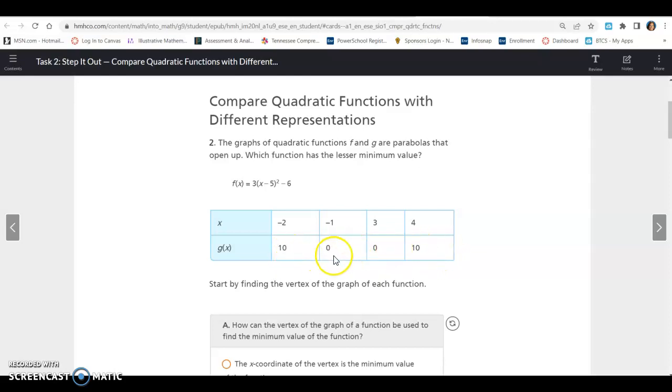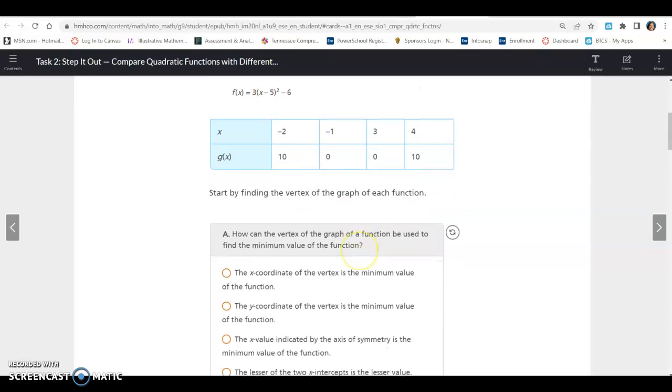So we have 10, 0, 0, 10, so we know that the vertex is going to fall in between -1 and 3. All right, so we'll have to find that value. But these are the 4 points that we're given. We're not given the vertex, but we can find it easily. So start by finding the vertex of the graph of each function. Okay, again, this one's given. This one we're going to have to find.